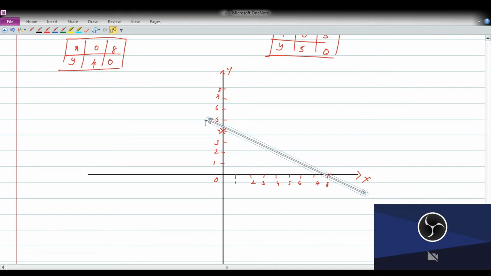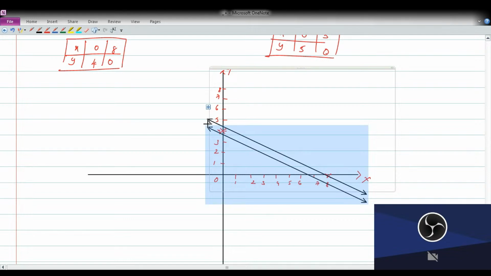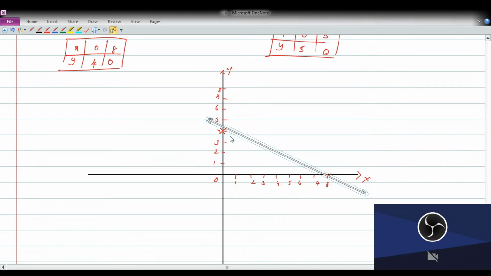So this is the line we'll get. I'm going to draw it freehand. It has to pass through 8, and another one is 0, 5 and 5, 0. It has to pass through these points.